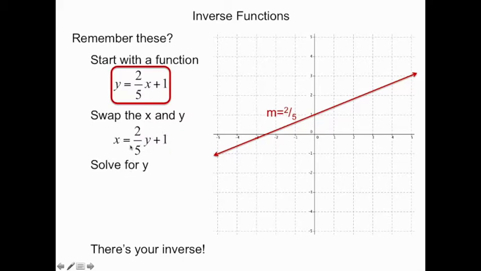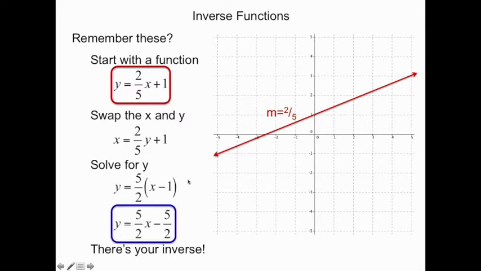So we bring the 1 over to the other side and multiply by the reciprocal there. And so we've got 5/2 times quantity x minus 1, and then we can distribute the 5/2, so we get 5/2 x minus 5/2. And that's your inverse. And so if we notice here, here's our inverse. We've got an intercept of minus 5/2. We've got a slope of up 5. So that's up 5 and right 2.